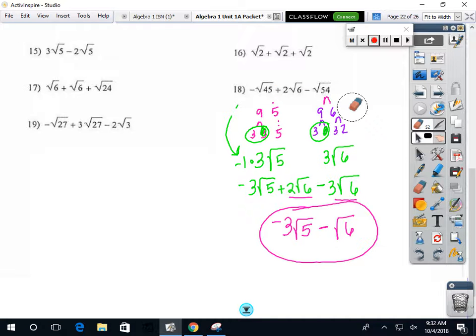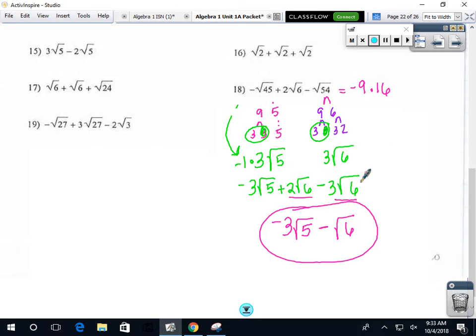First, type in the question, negative square roots of 45. And then arrow over to come out from under the radical before typing in plus 2 square roots of 6. Arrow over, and then minus square root of 54. And what do you get? Okay, negative 9.15. And so if we're going to stop at the second place, the hundredths place, we need to round it to 1/6, right? Because the next number is 7.